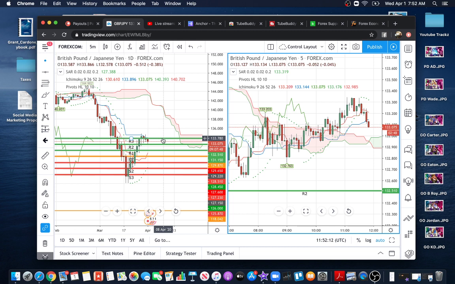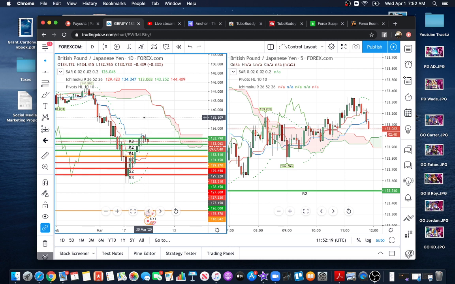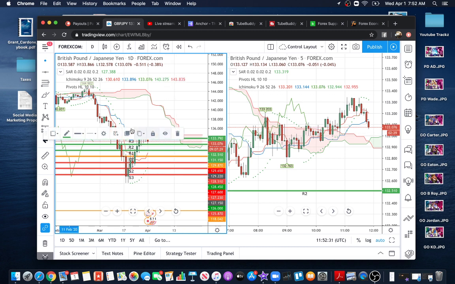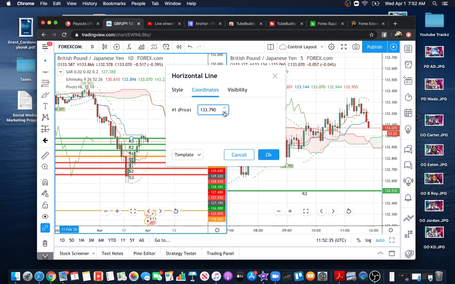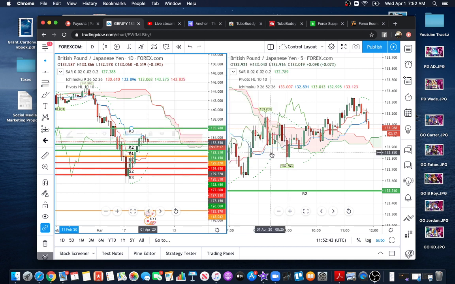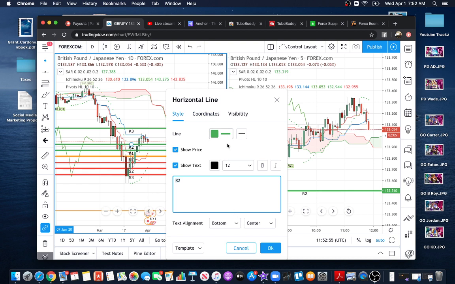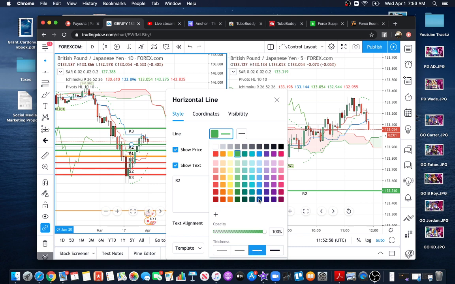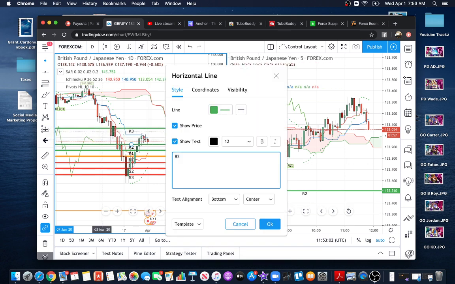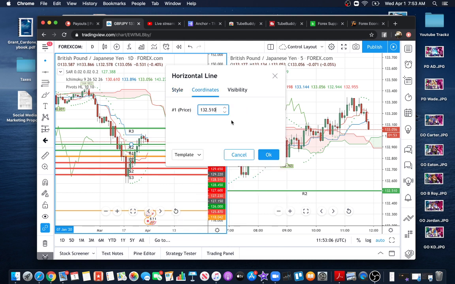So this basically just will highlight important areas of support and resistance for me. First of all, I want to know if I'm moving lines up or down. I'm moving them down. Now hang on. I'm moving them up. So we'll start at the top. Make these a little smaller. $135.30.